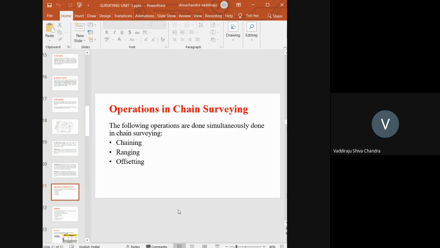So what are the operations in chain surveying? What are we going to do in chain surveying? Three basic operations are there. One is chaining, the second is ranging, and the other one is offsetting. These are the three operations which we are going to do in chain surveying.